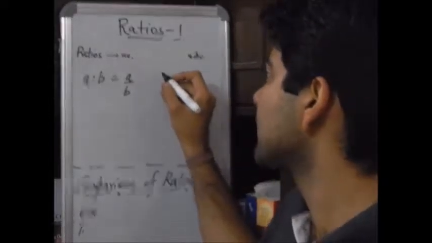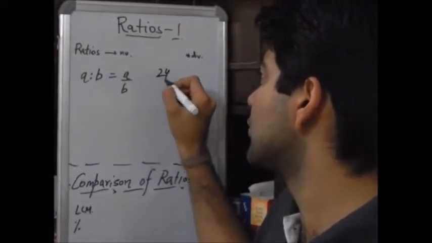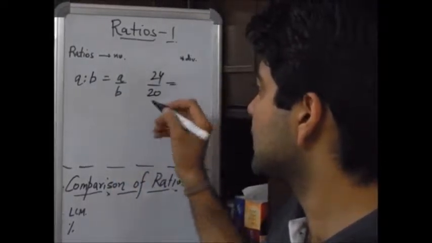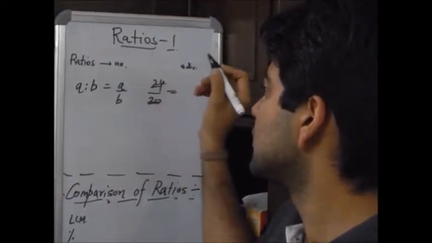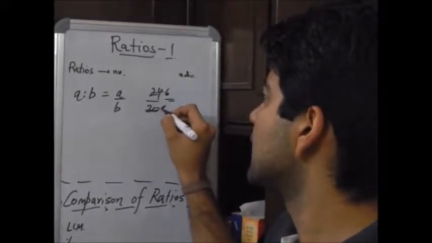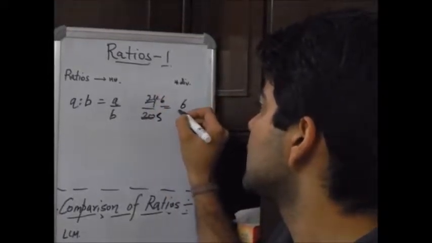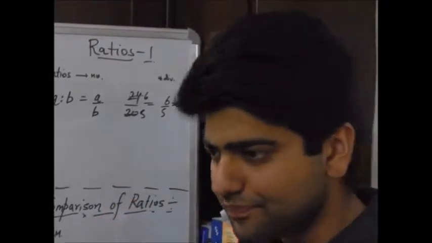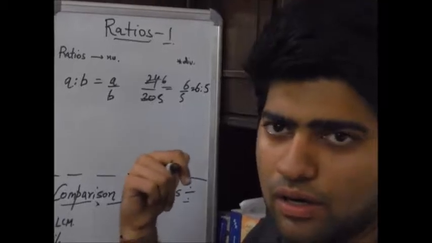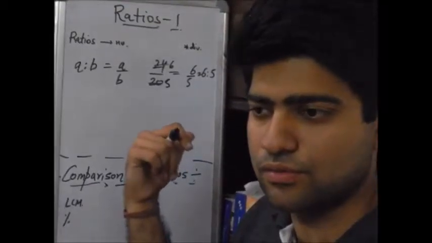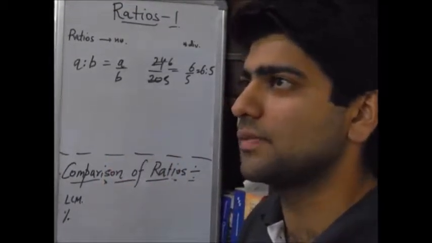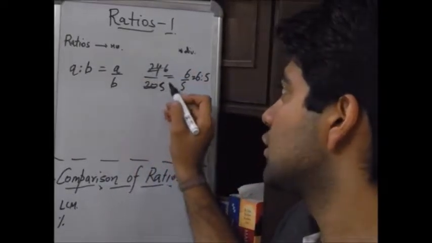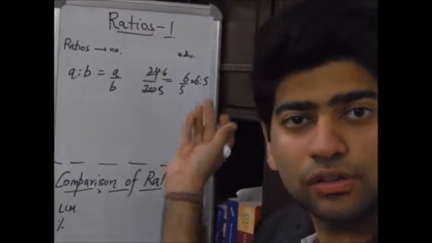So if I say numbers like 24 and 20, you simplify these, you cut this, you say 6, 5, so you say they are in a ratio of 6:5. This is a very simple example of how ratios are done. But how do you express a ratio in number form? You have converted from numbers to ratio, but how do you go the reverse way?